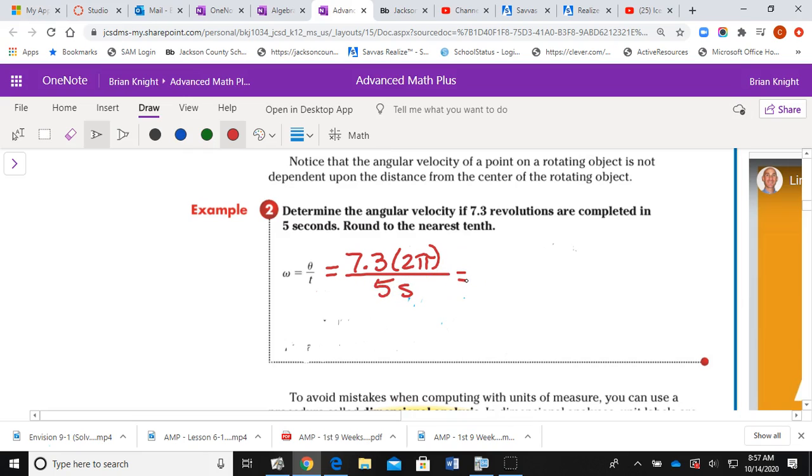Okay? So, put all that in your calculator. This is the one you should get: 9.2 when you round it to the nearest tenth. Now that's 9.2 what? What's on top? Radians. What's on bottom? Seconds. So radians per second.